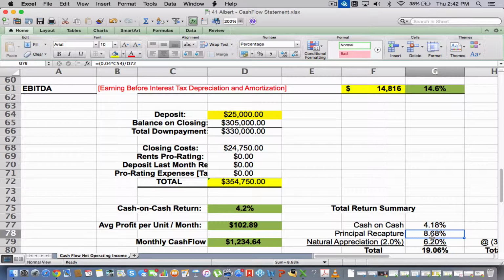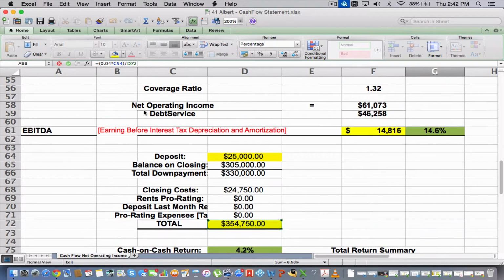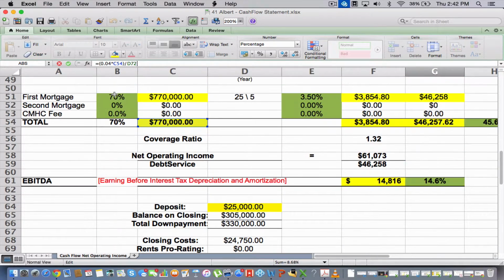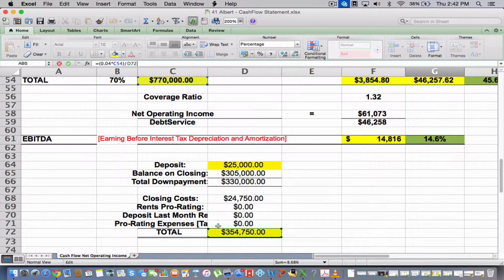I hope that makes sense. I know it sounds a little bit confusing, but watch this video again and you'll start to understand. So look at the formula bar. What we've done is we take 4% times the total mortgage, and we've divided that by the amount of down payment to give us a return number.